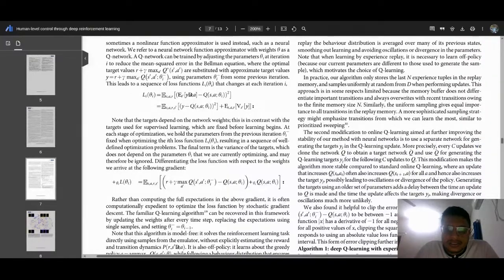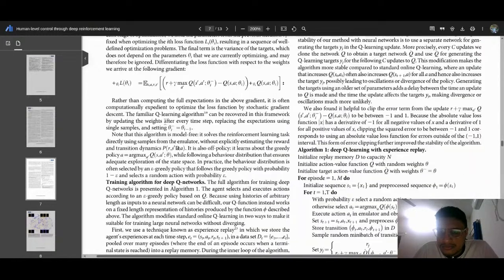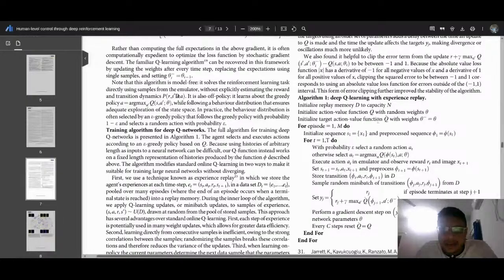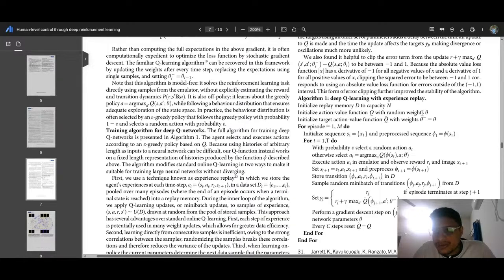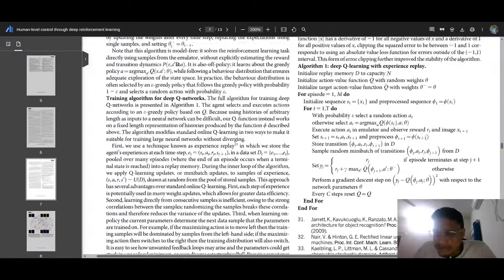So I'm reading page number 7 of 13. Here is an algorithm, deep Q-learning with experience replay. Initialize replay memory D to capacity N. Initialize action value function Q with random weights theta. Initialize target action value function Q-hat with weights theta minus. Okay, and then repeat that. We select a random action a_t with probability epsilon, and otherwise select the argmax action.